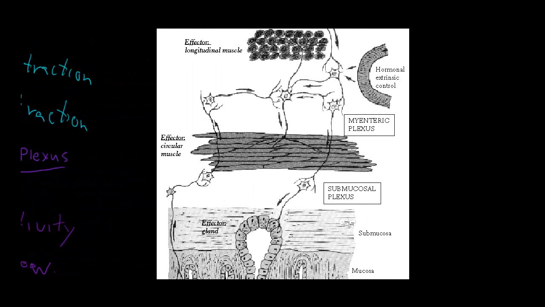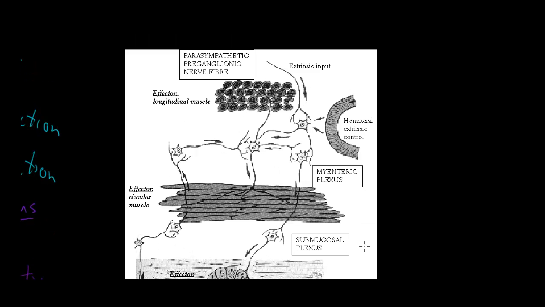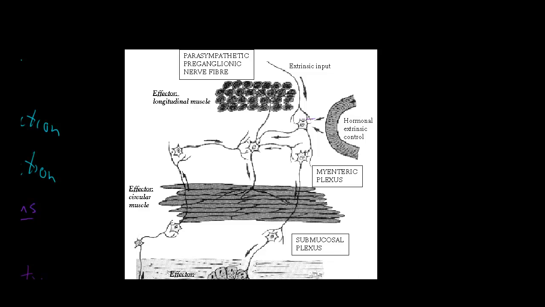So here's a picture of what I just described. So we have a parasympathetic preganglionic nerve fiber. These are the ganglia. This is the myenteric plexus. Plexus or ganglia are the same right here. So this is a ganglia right here. And here's the submucosal ganglia right here.